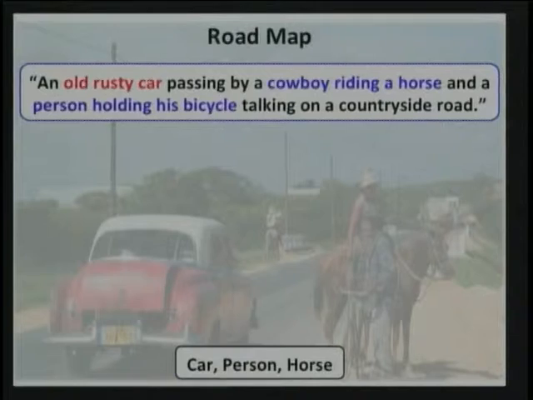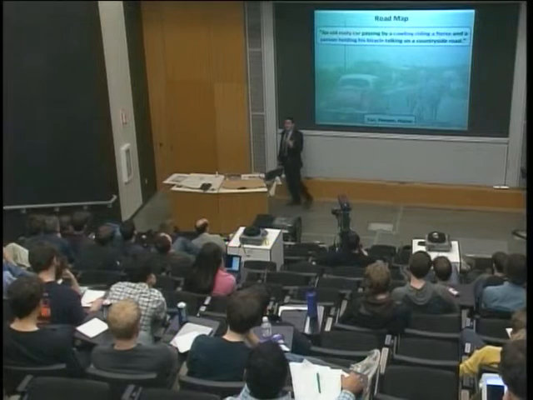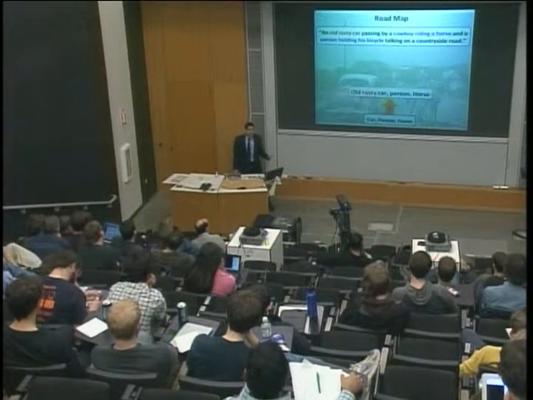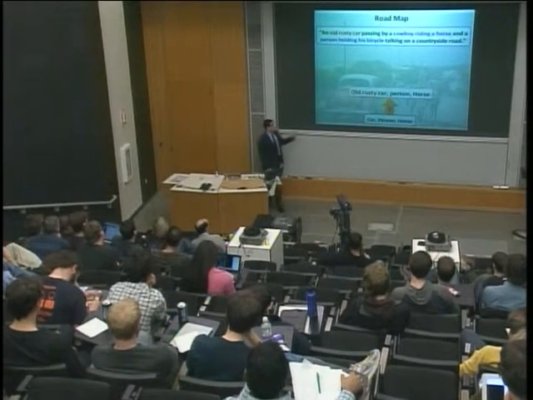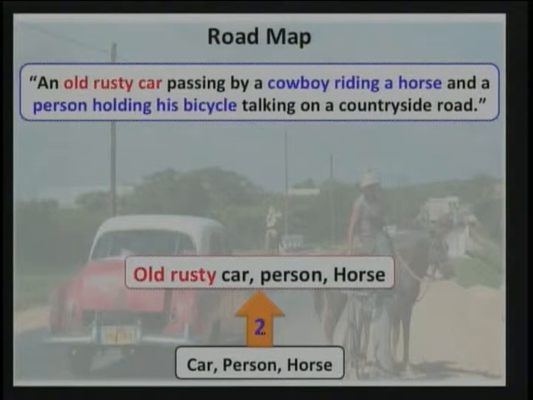Let me step back again and look at my goal one more time. I wanted to predict sentences for images, those kind of very rich representations. And we were at this point, car, person, horse. Now that I have attributes, I can start describing objects. Now I can go one step up and talk about an old rusty car, a person, and a horse. Now I can go to the second part of the problem and start learning about complex composites of the objects.